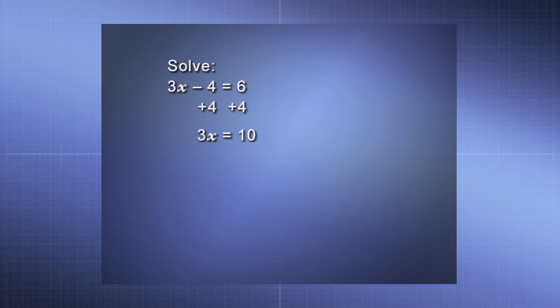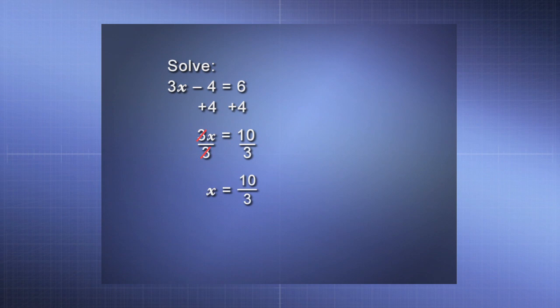Notice we're now down to a one-step problem. We whittled it down from 2 to 1 step. Well, how do we get rid of that 3? Well, we know how to do that. We divide both sides by 3 or multiply both sides by 1/3, however you want to view it. And if you do that, the left-hand side becomes 3x over 3. Cancellation gives you x. And the right-hand side becomes 10 over 3, or 10/3. There's no reducing you can do to that fraction, so your solution is just 10/3.